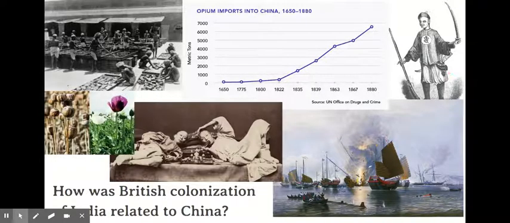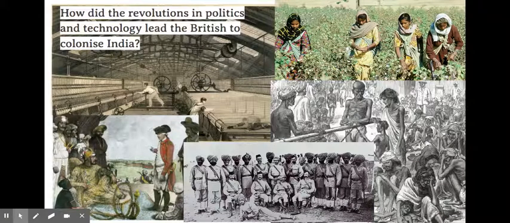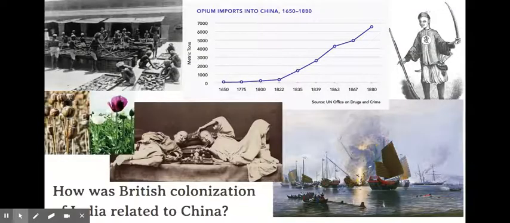How was British colonization in India related to China? British colonization in India is related to colonization in China for the same reason as the cash crop of cotton, the cash crop of poppies. These right here are the opium poppies. They were grown on plantations and they grew really well in areas of what is today India and Pakistan. In fact, it still grows really well in areas of what is today Pakistan and especially places like Afghanistan.